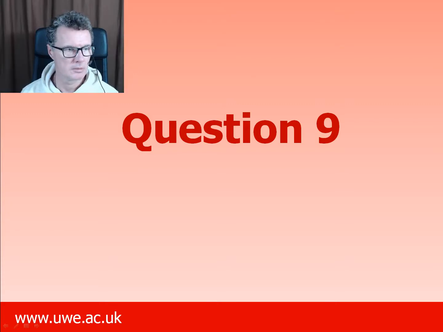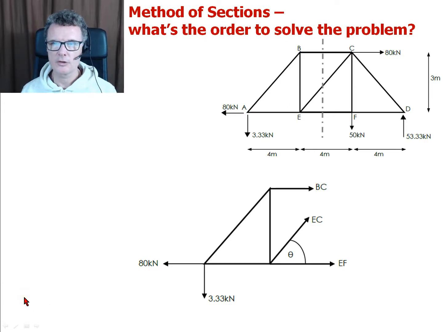Question 9. We're going to do a method of sections problem here for a kind of bridge looking framework. And I'm interested to find what the internal forces are for BC, EC and EF.